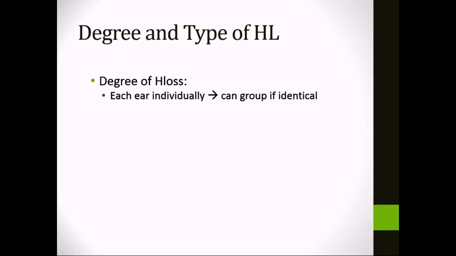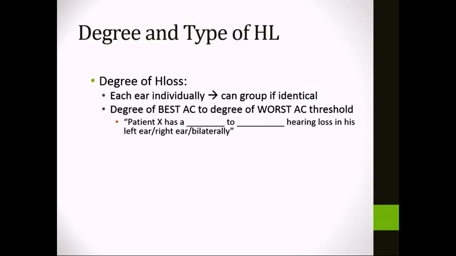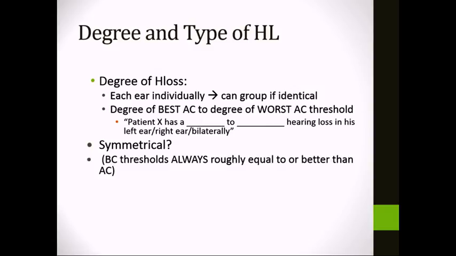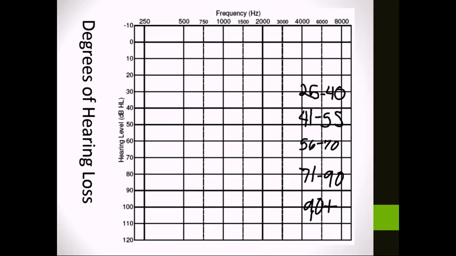So, for degree of hearing loss, you're going to describe each ear individually. If the degree is the same for both ears, if the hearing loss is symmetrical, you can group them together. And you're going to describe degree of best air conduction to degree of worst air conduction. So, patient X has a mild to moderate hearing loss in his right ear, or patient X has a severe to profound hearing loss bilaterally. You're going to comment on whether or not it's symmetrical. We're going to ignore this for the moment because we're not talking about bone conduction thresholds.